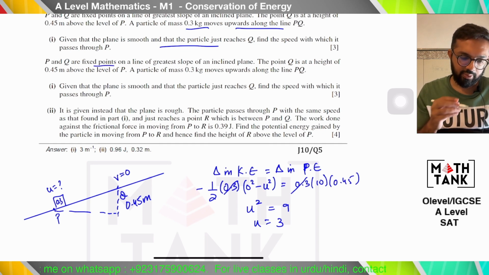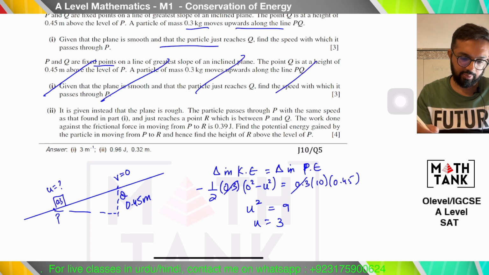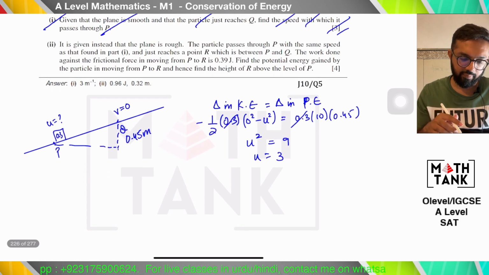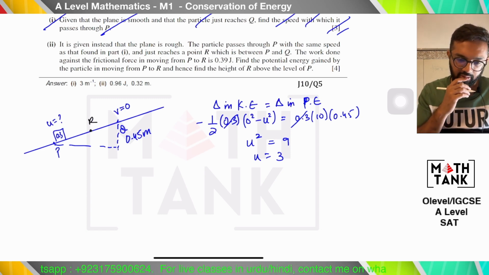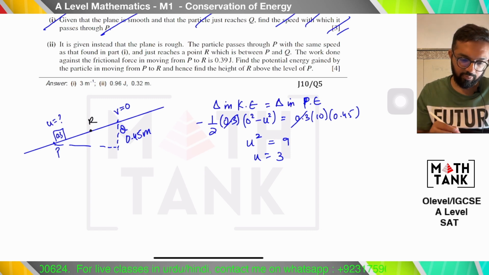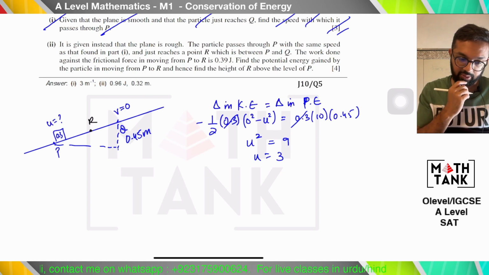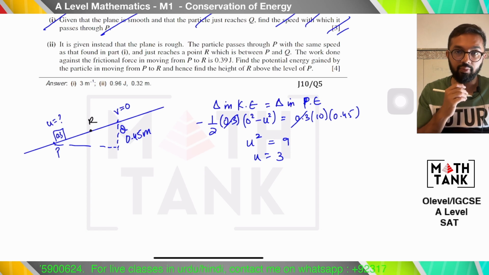P and Q are fixed points on a line of greatest slope of an inclined plane. I think this part is repeated here, so let's take a look at the next part. It says it is given that instead the plane is rough. The particle passes through P with the same speed as that found in part 1 and just reaches a point R, which is between P and Q. The work done against the frictional force in moving from P to R is 0.391. Find the potential energy gained by the particle in moving from P to R and hence find the height of R above the level of P.